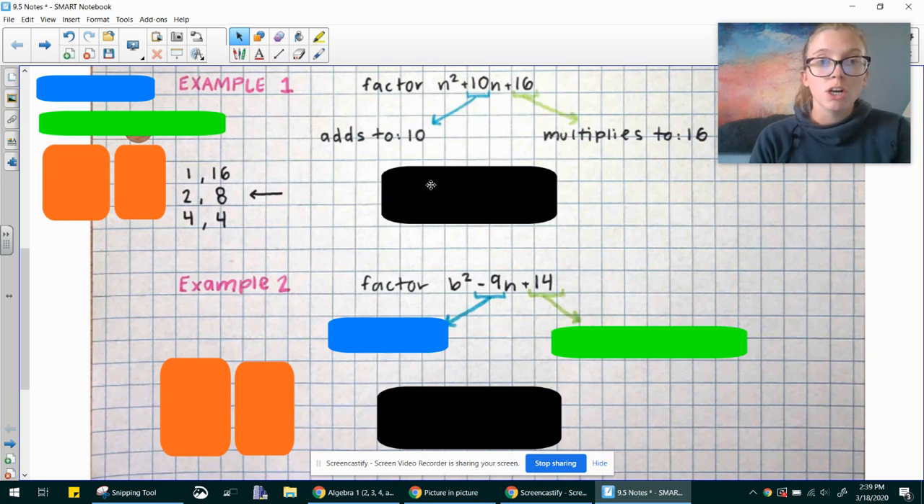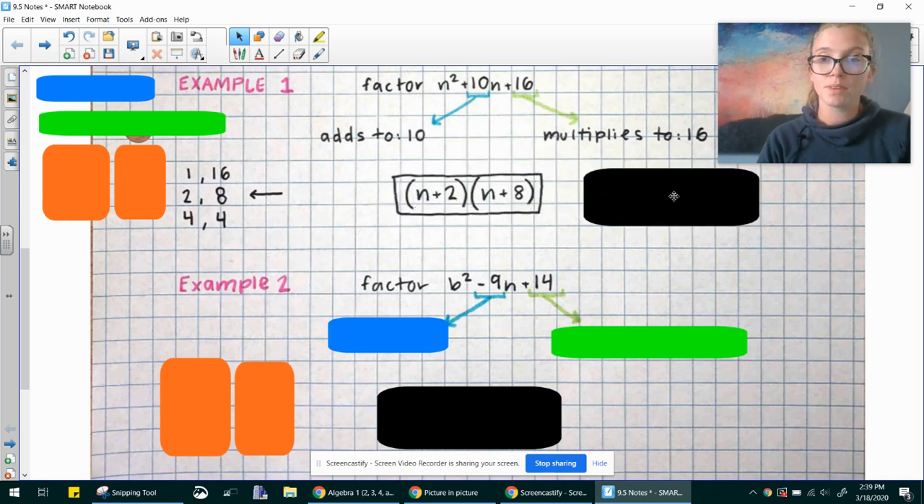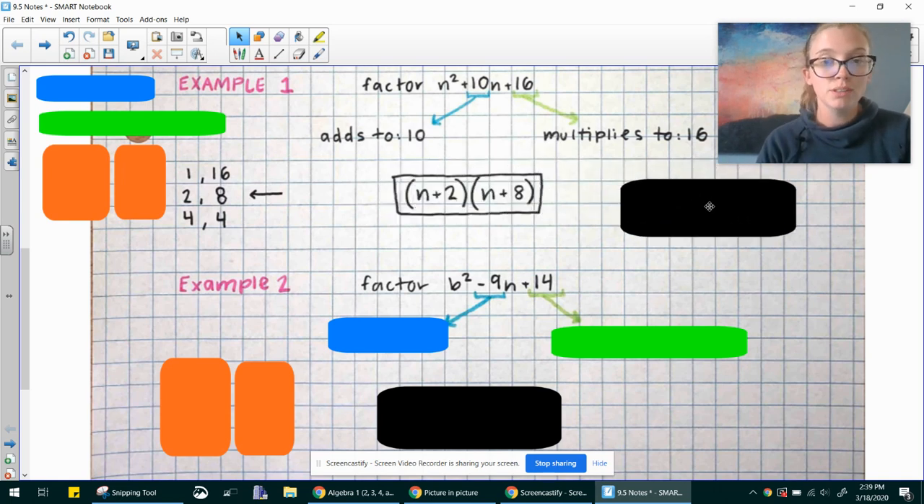So, in order to factor n squared plus 10n plus 16, we are going to end up with n plus 2 times n plus 8. We have two binomials being multiplied together, and we have our two magic numbers, 2 and 8. These numbers multiply to 16 and add to 10. These are our factors. These are the two binomials that multiply together to get this product.